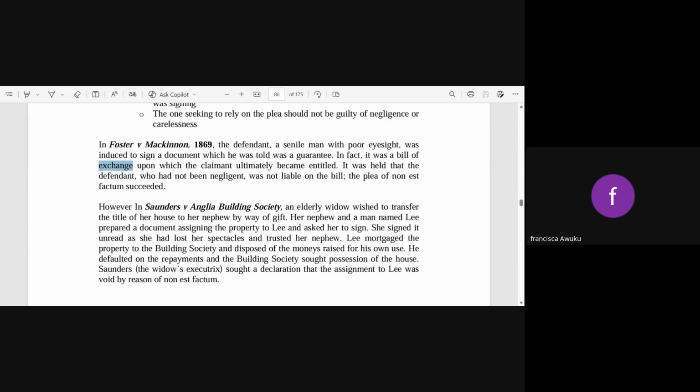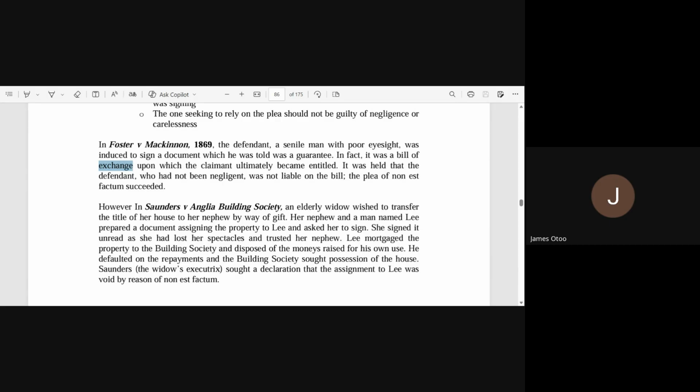So in Foster versus McKinnon, 1869, the defendant, an elderly man with poor eyesight, was induced to sign a document which he was told was a guarantee. In fact, it was a bill of exchange upon which the claimant ultimately became entitled. It was held that the defendant, who had not been negligent, was not liable on the bill, the plea of non est factum succeeded.